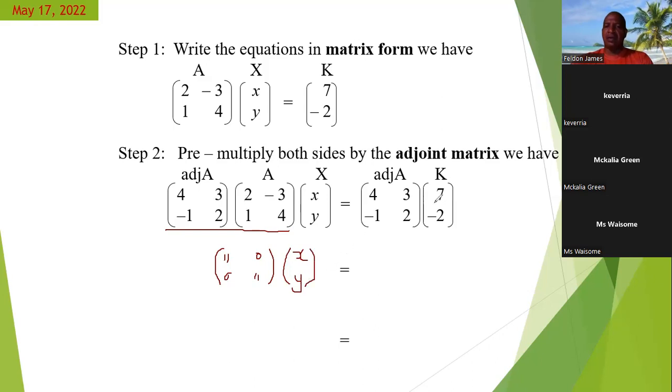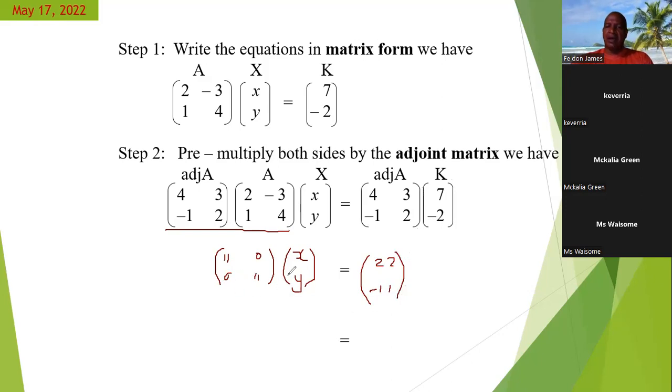Now this side, you multiply out by the adjoint, just the same. So you'd have 4 times 7, 28, 3 times negative 2, negative 6. 28 minus 6 will give you 22. And then negative 1 times 7, negative 7, 2 times negative 2. That's negative 7 plus negative 4, giving negative 11. That's what you would have on this side.